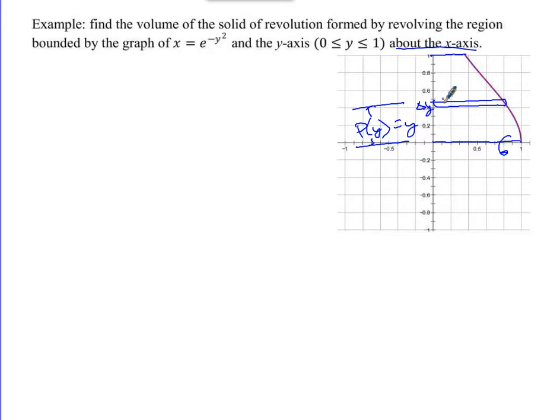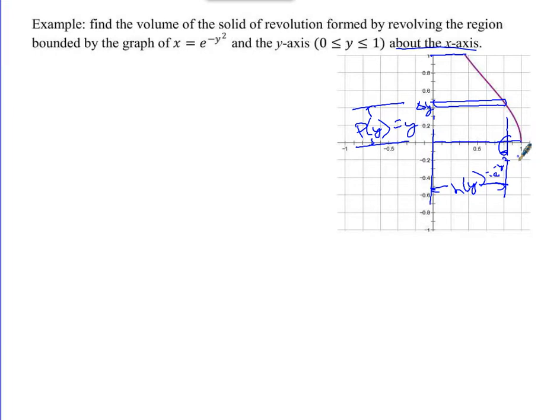Okay, the other thing is h of y, which represents what? The height of the representative rectangle, which in this case is going to be that right there. So this is my h of y. What is that going to be? Just the function. Normally it's the right function minus the left, but the left is just the y-axis, which is 0. So we just have our function. H of y equals e to the negative y squared. So we're probably ready to go.